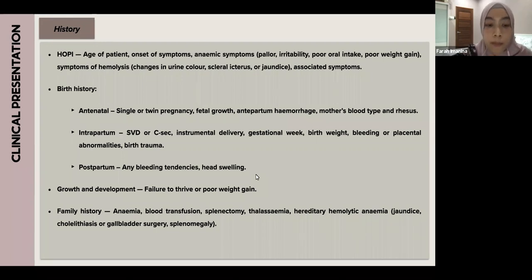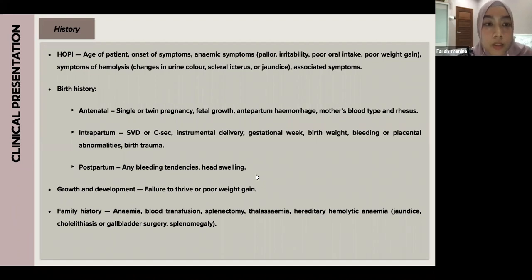So we must ask any family history of anemia, frequent blood transfusion, history of splenectomy, known case of thalassemia or hemolytic anemia, and history of jaundice. And we know that a patient with hemolytic causes, they are prone to get gallstone. So any history of cholelithiasis or gallbladder surgery, and also splenomegaly.